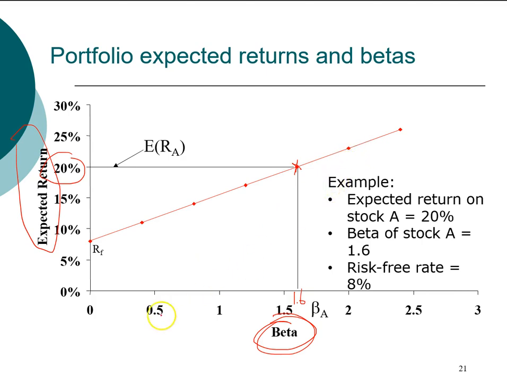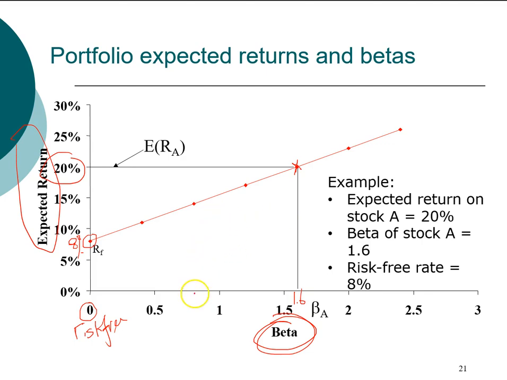We have another investment, called the risk-free investment. The risk-free investment, by definition, has no risk. Because it has no risk, its beta, which is systematic risk, will be 0. And this risk-free investment has a return of 8%. So in this particular example, we have two investments: a risk-free investment that has a return of 8%, and stock A that has a systematic risk of 1.6 and an expected return of 20%.